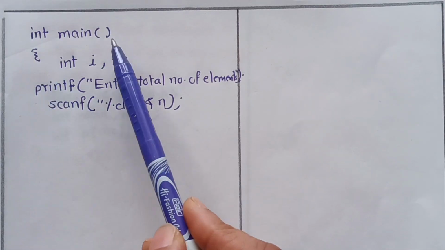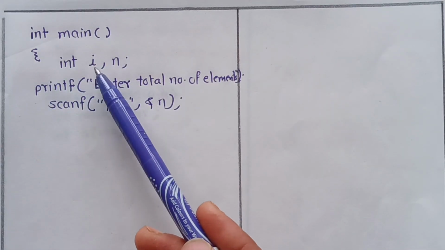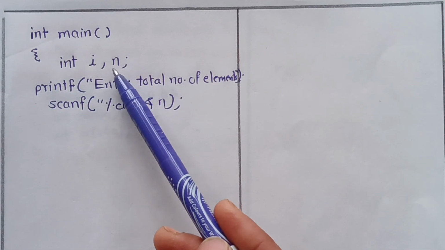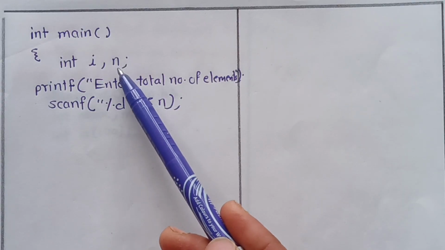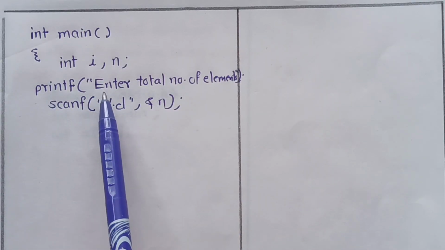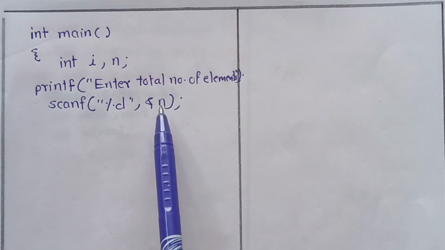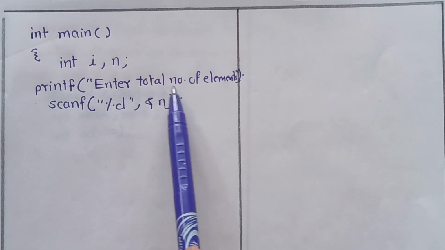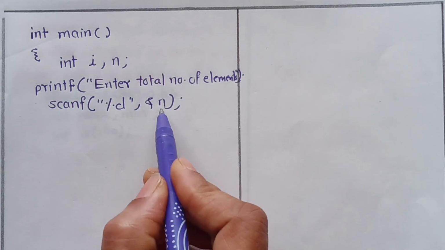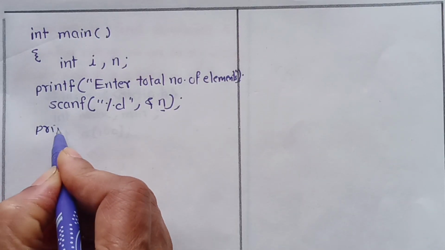So here you will see the main function. In the main function you have to declare first int i variable for the for loop, and n is the size of the array. So first you have to read the size of the array, otherwise you can say you enter the total number of elements here. After reading the size, you have to enter the elements here.